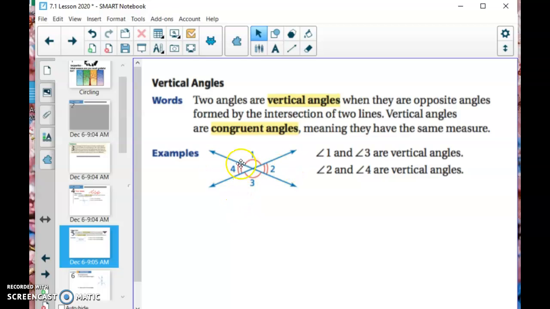Same with 4 and 2. The two lines and the two lines match up, which means that 2 and 4 are vertical angles, which means that they also are the exact same measure.